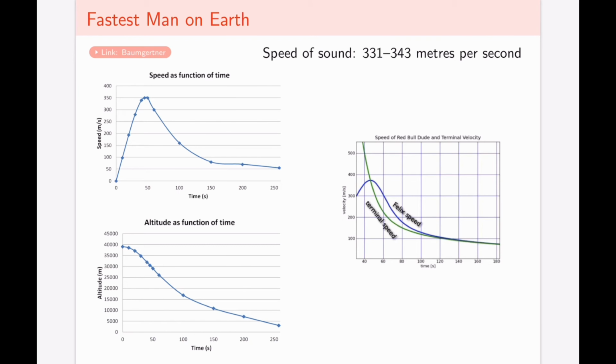But what the calculations that Red Bull had to do really is to take care of a few things. And the main one being that they lifted Felix Baumgartner high enough that he enters the atmosphere after achieving the speed of sound. Because in the atmosphere, achieving the speed of sound is basically impossible.